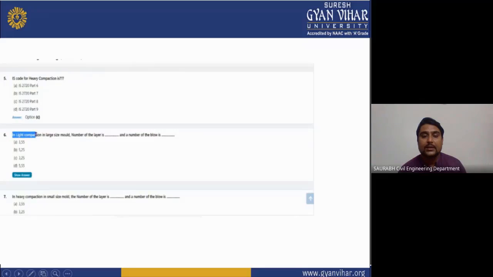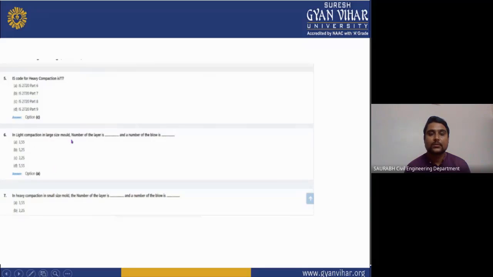Now we will see the next question. In light compaction, in large size mold, the number of layers is and the number of blows is. It is asking, in light compaction, what will be the size of mold, the number of layers and the number of blows. This is a very important question and you need to know. Here the right answer will be 3 layers and the number of blows will be 55, and A will be your right answer here.